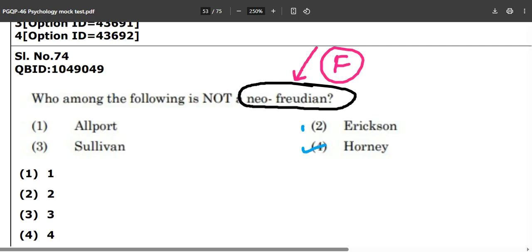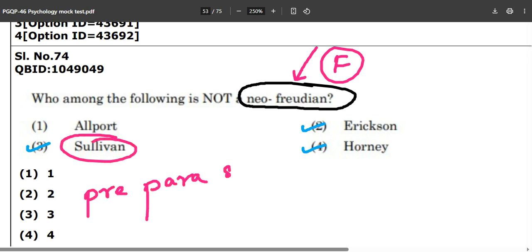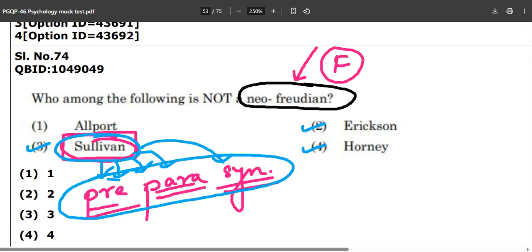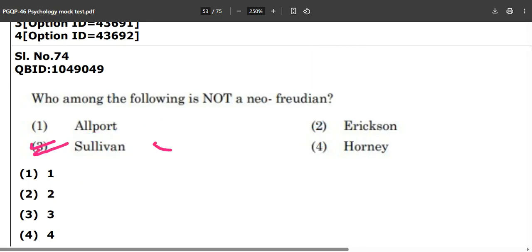Karen Horney, Erik Erikson, and Sullivan are these three, and pre, para, syn. You have to just remember, just like Ebbinghaus, these nonsense syllables. Okay, so this is given by Sullivan. Suppose any day this question comes up from Sullivan: prataxic, parataxic, and syntaxic, something like that. Just remember this pre, para, syn nonsense syllable, just like Ebbinghaus. And whenever you see a question on Sullivan, you will remember this pre, para, and syn. Now, Sullivan is what? A neo-Freudian.